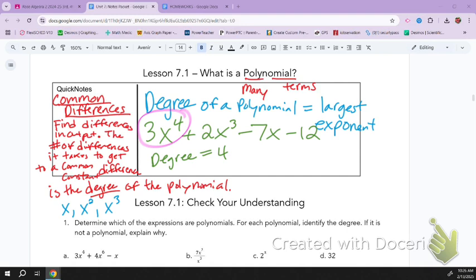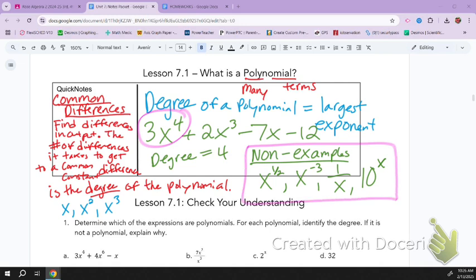Great. Here are some non-examples of polynomials. You ready? Non-examples. If you have a fraction in the exponent, that is not a polynomial. If you have a negative degree in the exponent, that is not a polynomial. If you have division, that is not a polynomial. Or if you have a number to the power of x, that's not a polynomial, that's an exponential function. So these things are not polynomials, okay?